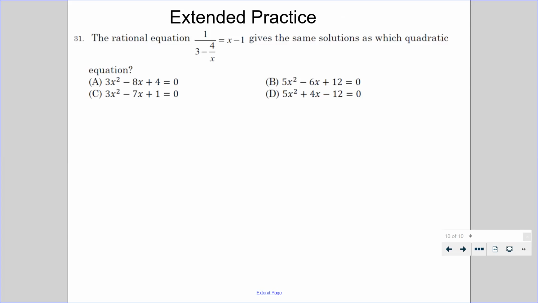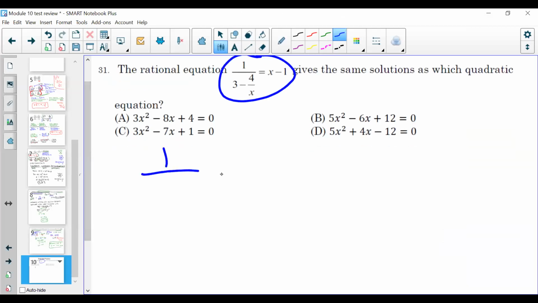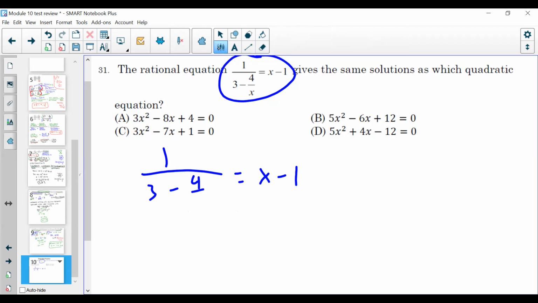All right, so the rational equation, 1 over 3 minus 4 over x equals x minus 1, gives the same solution as which quadratic equation? So basically what I want to do is reduce that whole thing. I want to fix it and make it not look ugly like that. What I want to do is get rid of this x right here in the bottom.